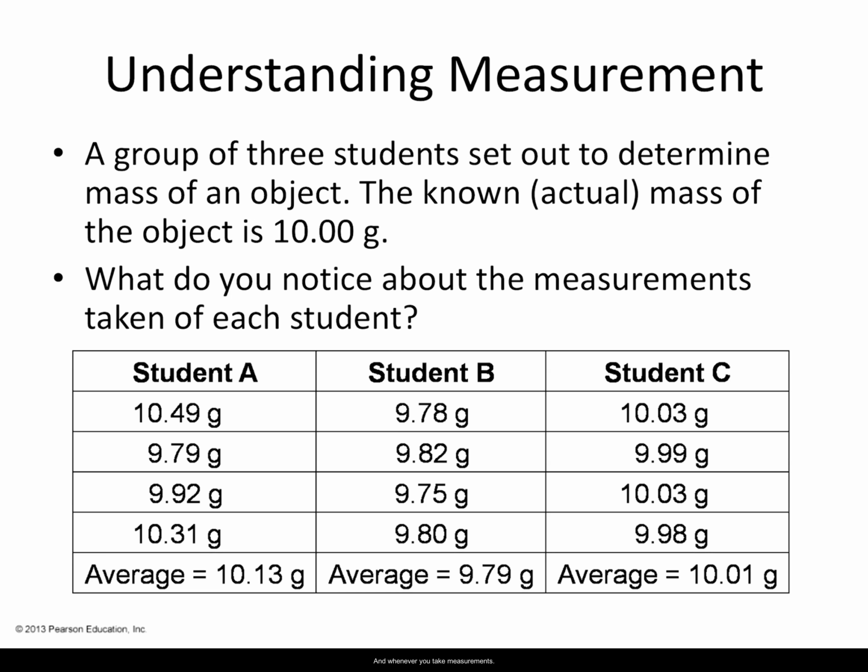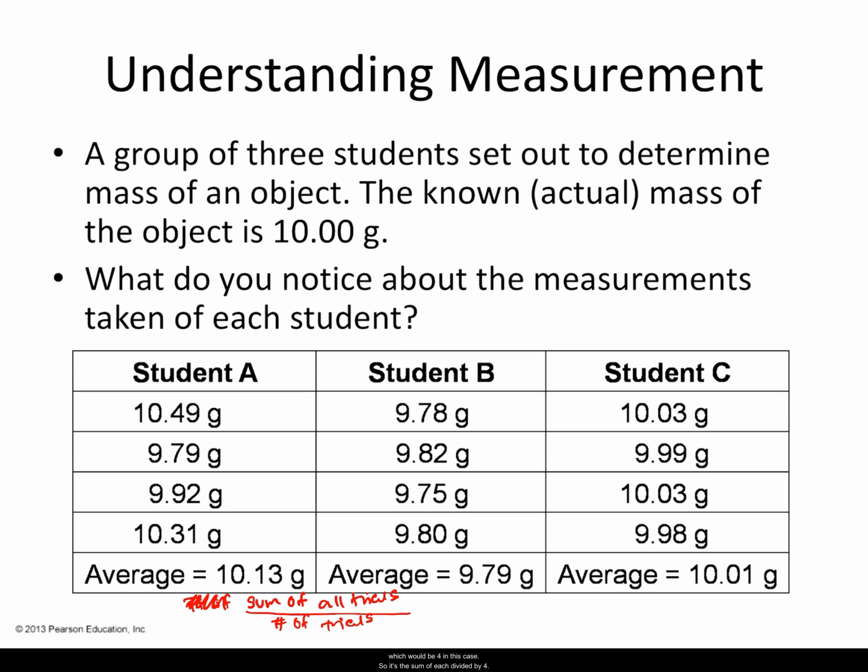And whenever you take measurements, let's say 4 trials, 3 trials, the number that you're going to compare is the average. And just as a little review, the way that an average is calculated, it's the sum of all trials divided by the number of trials, which would be 4 in this case. So it's the sum of each divided by 4. And then that's the number that you compare.